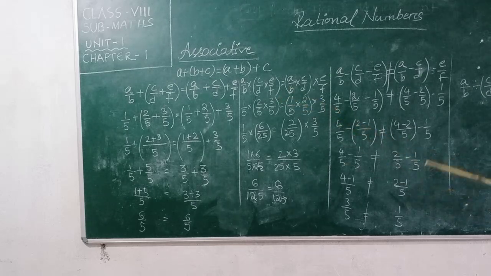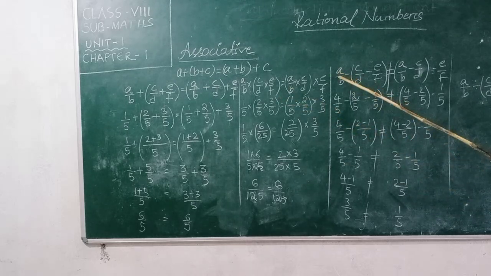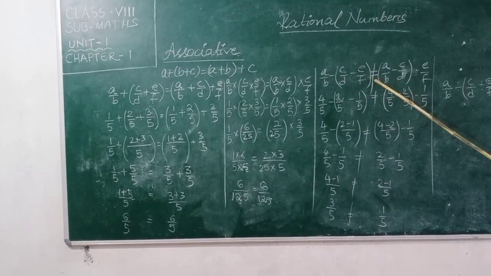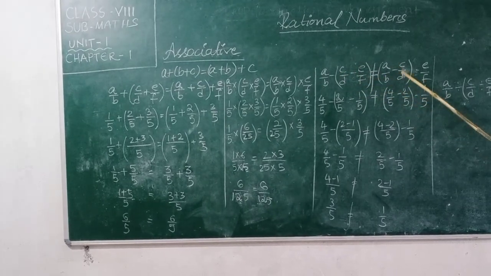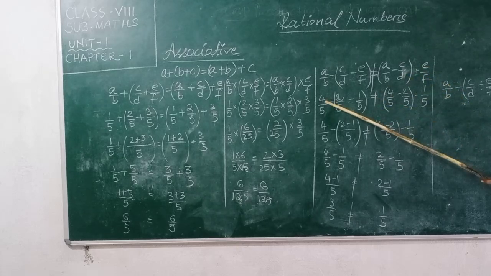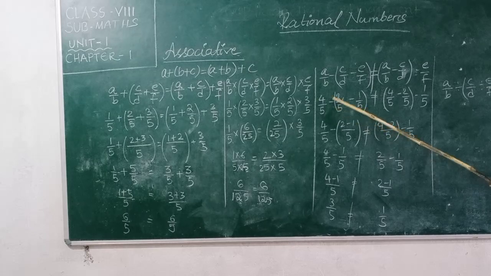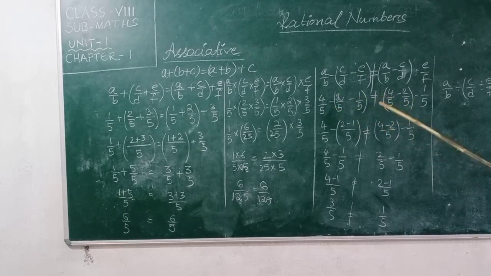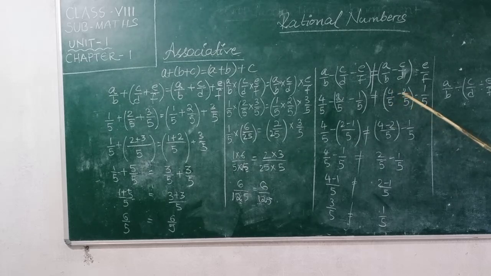So if we go for the next, subtraction, here we can see that a/b minus (c/d minus e/f) will not be equal to (a/b minus c/d) minus e/f. So with an example, 4/5 minus (2/5 minus 1/5) will not be equal to the subtraction of (4/5 minus 2/5) minus 1/5.